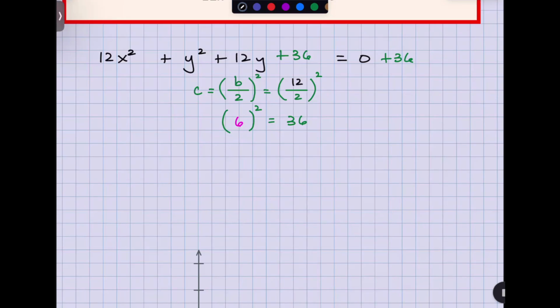So that means I have 12x squared plus y plus 6 squared equals 36. Does everybody see that? Because I have to factor this now, right? And the factoring is already done. That's why I tell you to show the work. Because if I do the work, then the factoring is already done for me. Cool? Awesome. Ladies and gentlemen, we still have a problem.